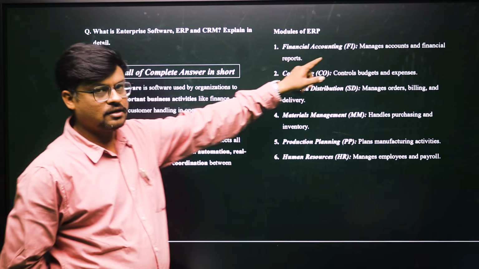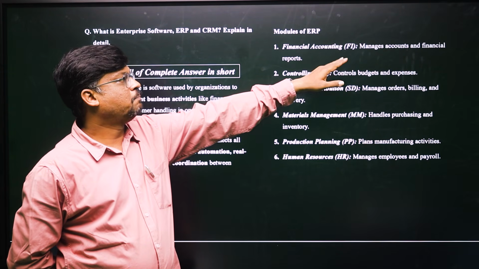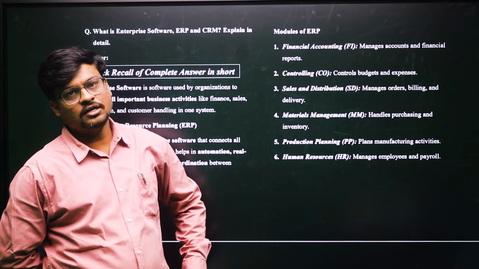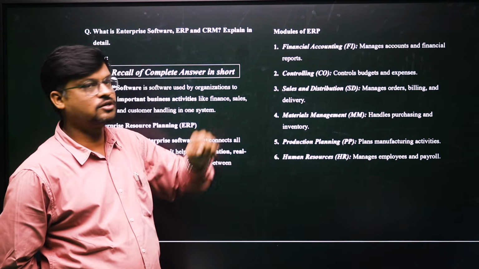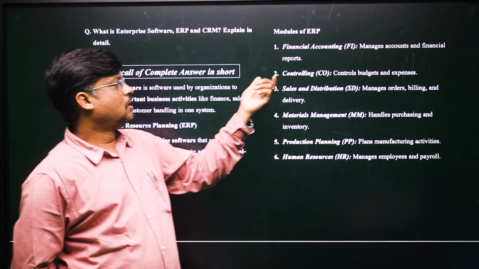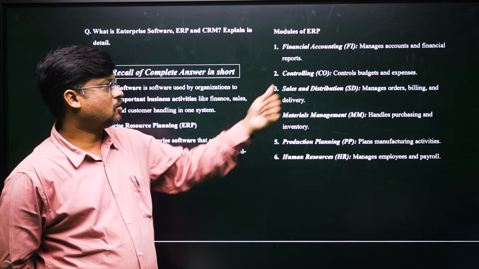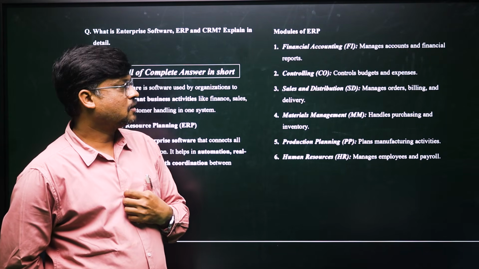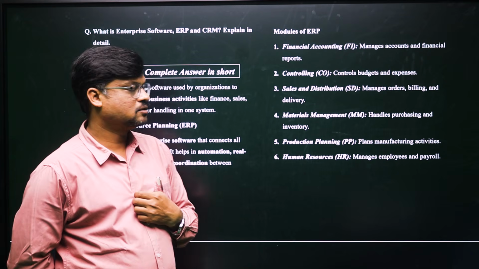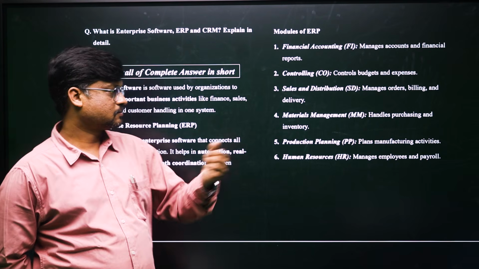Modules of ERP are financial accounting, we call it as FICO, FI, manages accounts and financial reports. That here manages accounts and financial reports under the modules of financial accounting. Controlling, controls the budgets and expenses according to your finance. Sales and distribution, right, manages orders, billing and delivering the orders.